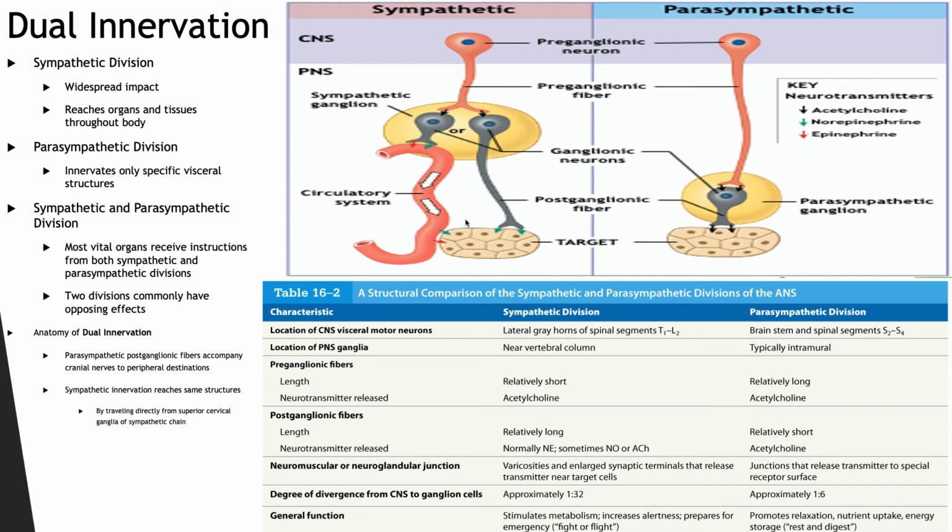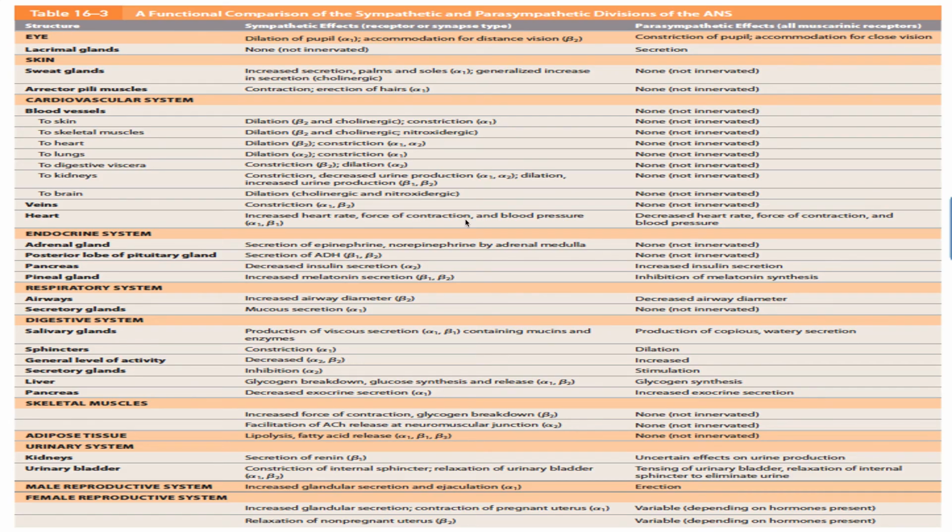The next table will provide a functional comparison of the two divisions, noting the effects of sympathetic or parasympathetic activity on specific organs and systems. I would encourage you to pause here if you need to take a little more time with this table.